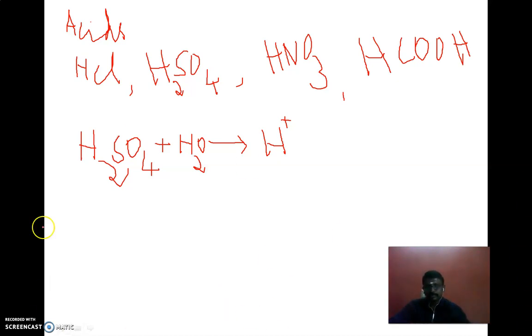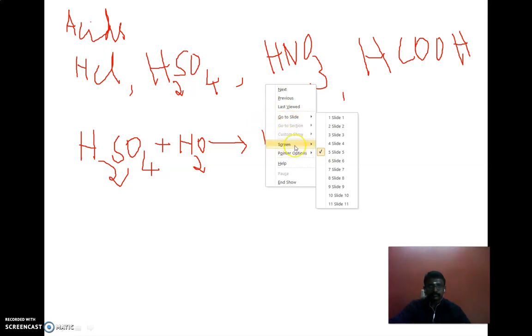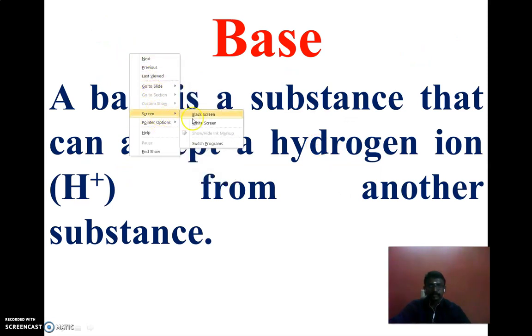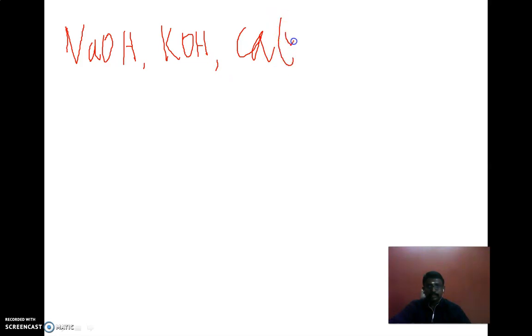And when we take bases, we can tell some examples: sodium hydroxide, whose formula is NaOH, potassium hydroxide, the formula is KOH, and calcium hydroxide, that is Ca(OH)2. So these are some examples of bases.